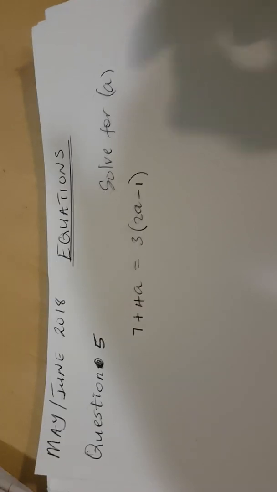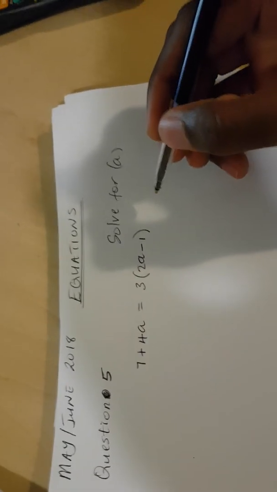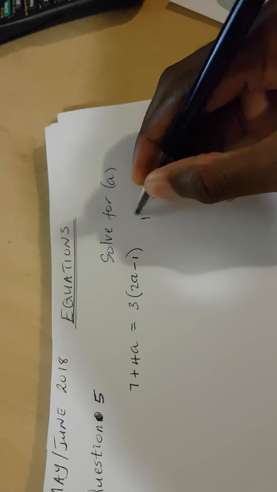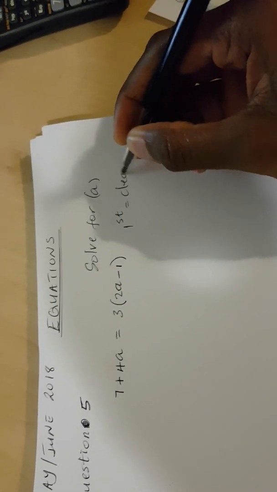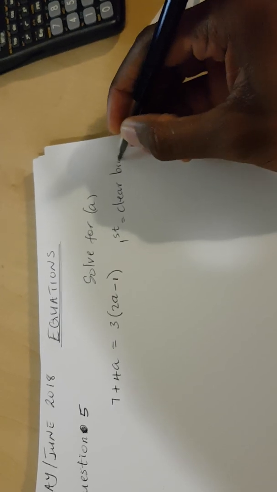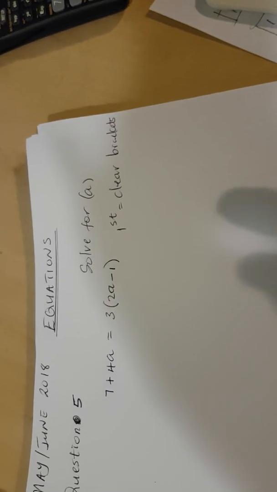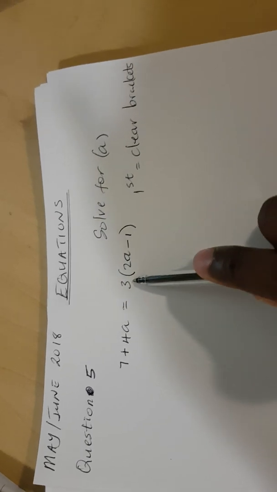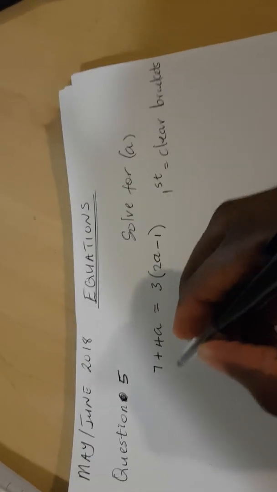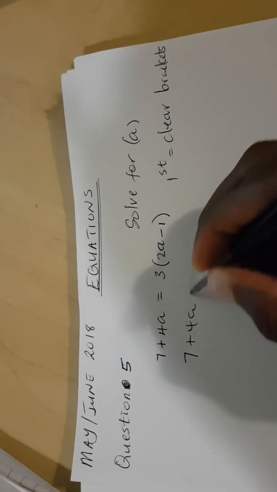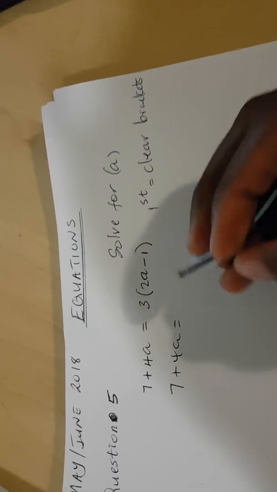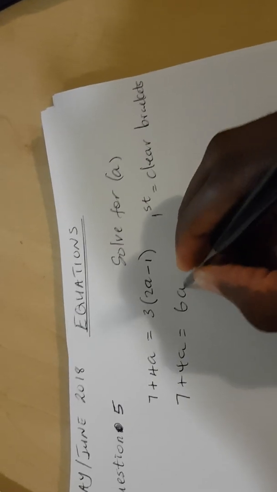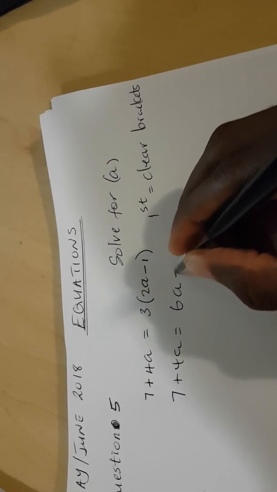So here's the thing. First thing first, when you have the brackets, you need to firstly clear brackets. Okay, that's the first thing to do. So how do we clear the bracket? We multiply whatever is inside the bracket by the outside 3. So it's gonna be 7 plus 4a is equals to 3 times 2a is gonna be 6a. 3 times negative 1 is gonna be negative 3. So this is how you clear the bracket.